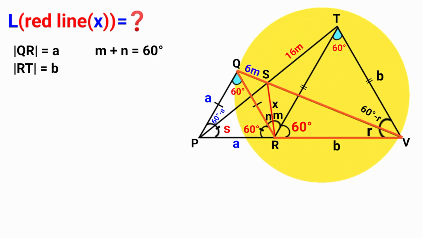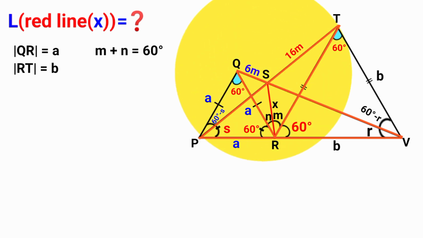Now look at this triangle QRV. We have the length of this side to be B, and this side QR, its length we have here to be A. This angle between them is the sum of this 60 degrees, this N, and this M. The same is for this triangle PRT. The length of this side, we have it here to be B, and this side has its length to be A. This angle between them is the sum of this 60 degrees, this N and this M. This fulfills one of the criteria for the congruency of two triangles.